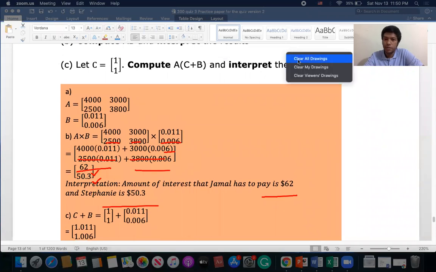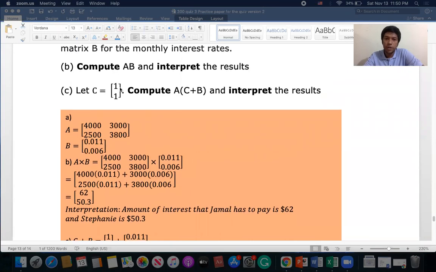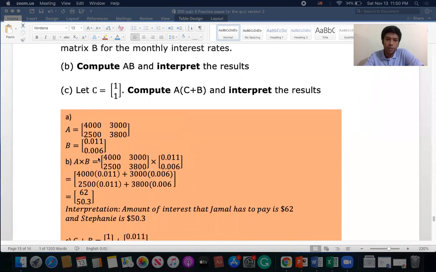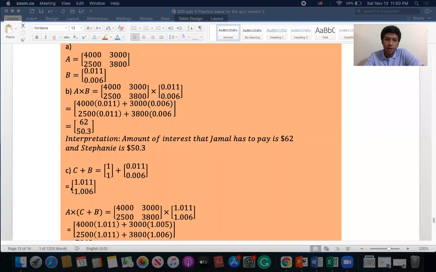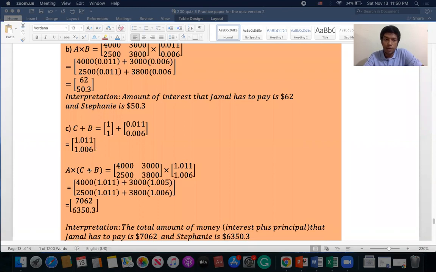This is their interest. And for this part, this is C plus B. C equals the given new matrix 1, 1, and B is already our matrix. So we add them. After adding, we get this. And then they said don't stop here. You multiply A and C plus B. So A is this and C plus B is this. When we multiply it, then 4,000 this, 3,000 this, we get this. Similar multiplication.